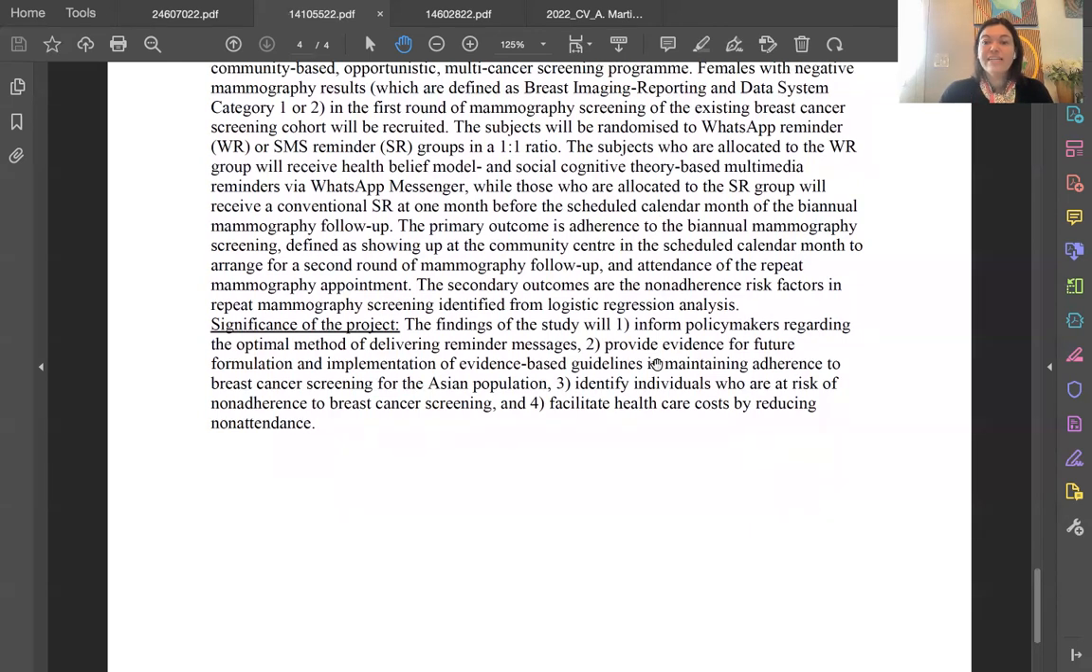Secondary outcomes are non-adherence risk factors screening identified by logistic regression analysis. Logistic regression analysis is different than linear regression analysis. So when you're doing linear regression, you're taking two things that are numeric and you are charting them. And generally, this is like a BMI scale, right? Height is numeric, weight is numeric along the X and Y axes, and you can kind of chart out what you expect. And anybody that deviates from that, you're able to notice.